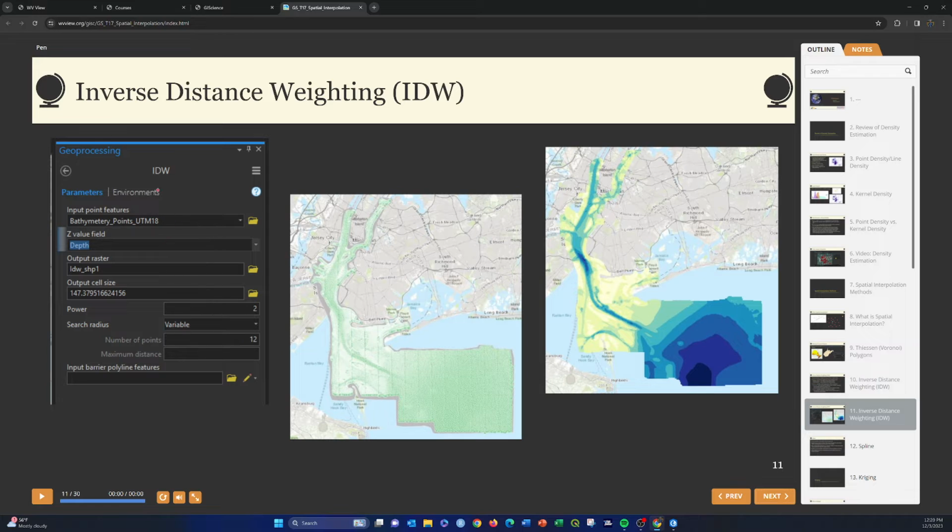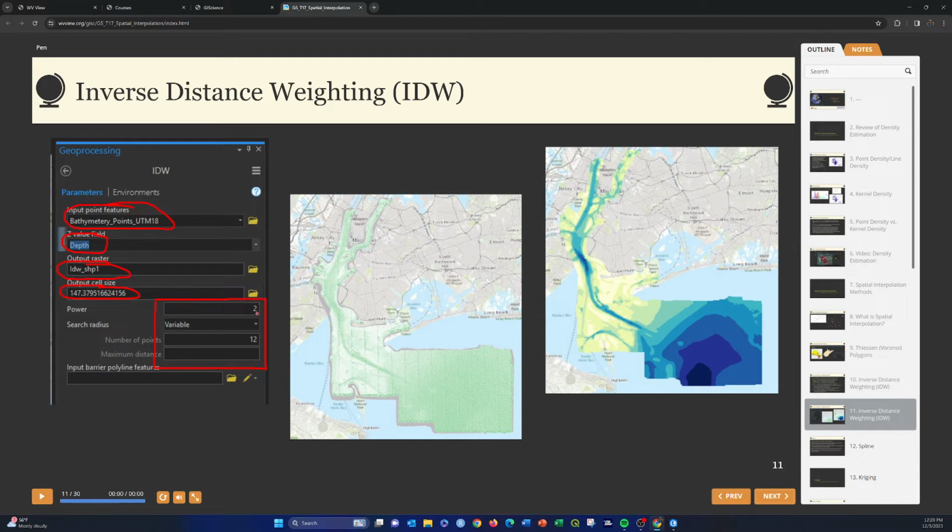All right, so this is showing the inverse distance weighting tool in ArcGIS Pro. So here's our input set of points. This is the measurement that we're wanting to interpolate. In this case, it's a bathymetric measurement, so it's depth. This is the name of the output raster grid. This is the cell size. And then these are our settings for how we're going to actually implement our inverse distance weighting.